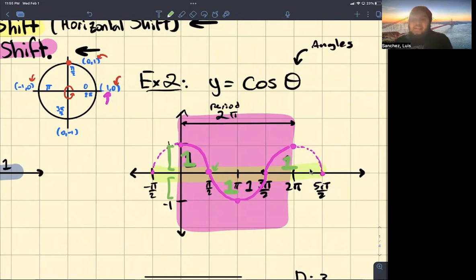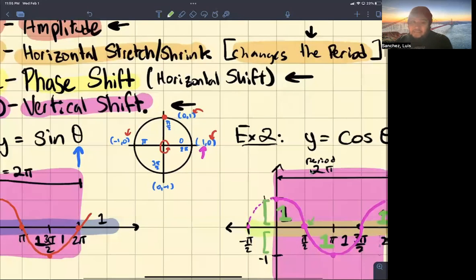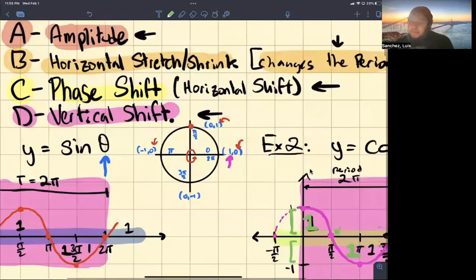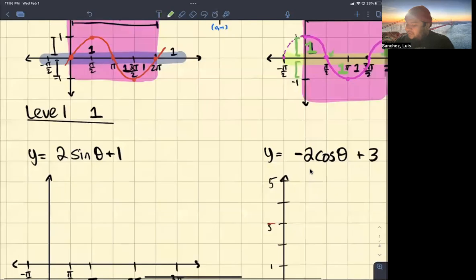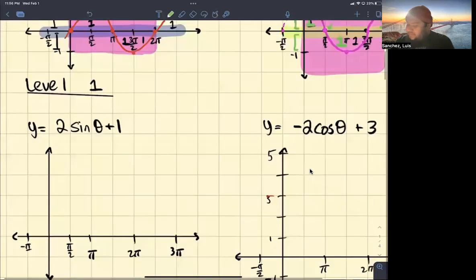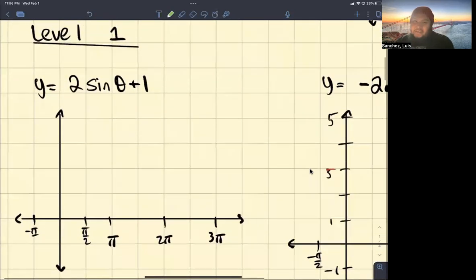All right, let me go ahead and show you guys. So this is the basics. For level 1 problems, we're only gonna worry about changing vertically and our amplitude. Okay, so let me go ahead and show you level 1 problems. And then that's gonna be it for this part, and then I'll show you guys a video for a harder part.